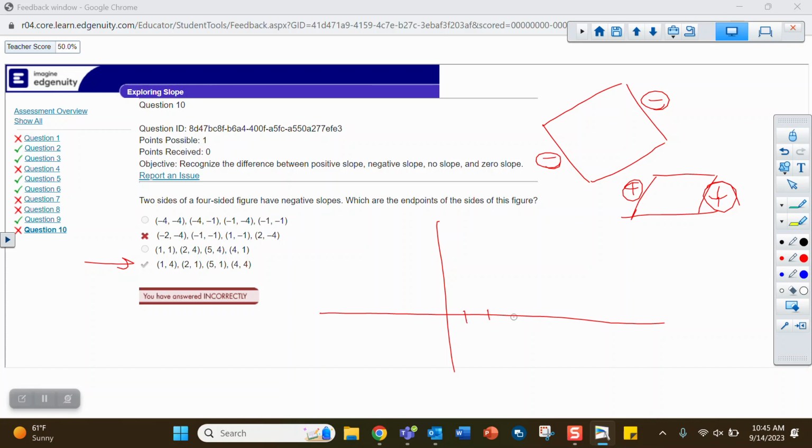So 1, 2, 3, 4, 5, 6. 1, 2, 3, 4, I think is the farthest I have to go. So if I go over 1, up 4, over 2, up 1, over 5, up 1, over 4, up 4, then I end up with a shape that looks like this, two horizontal lines that have 0 slope and two lines that have negative slope. So that's really just graphing. That's what I would do there, so you can visually see where your negative sloped lines are.